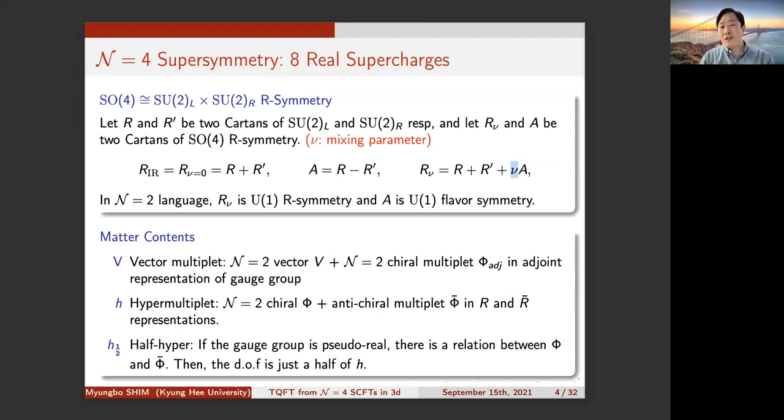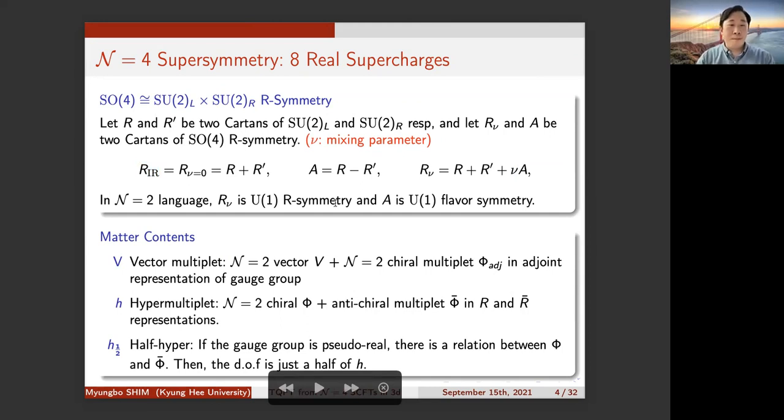And in N=2 language, R_nu equals 0 and A are a U(1) R-symmetry and U(1) flavor symmetry generator. And here our parameter nu is a mixing parameter between the U(1) R-symmetry and the U(1) flavor symmetry. And one of the important facts is that in the IR superconformal fixed point, according to the F-maximization principle, this mixing parameter should be 0.